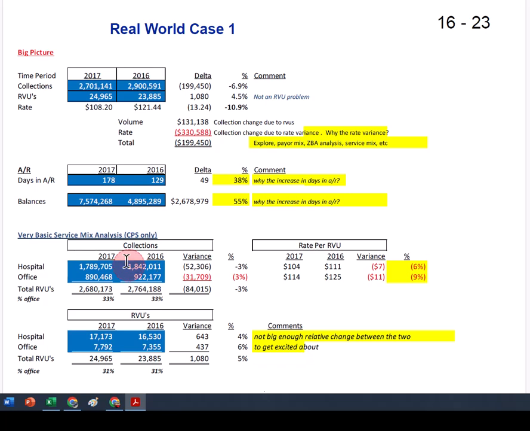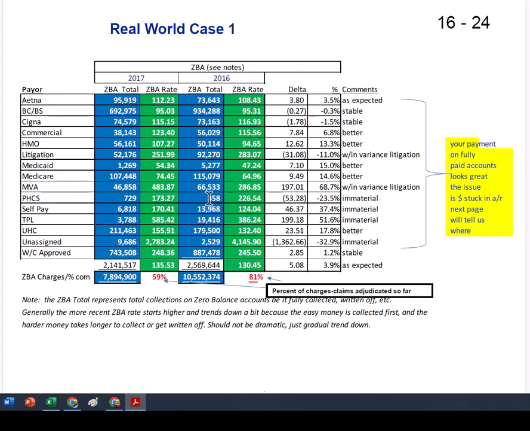We would distinguish between hospital and office RVUs just to bifurcate that. In this case, hospital really wasn't big enough change to worry about. Office, okay, whatever. But the collections again. So I would just basic setup the way we organized it. So again, we looked at payer mix and zero based account analysis.